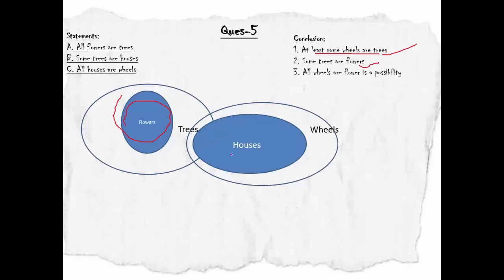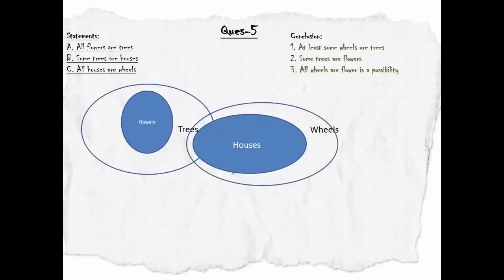All wheels are flowers. It is saying all portion of the wheels being flowers is a possibility. Obviously we have some portion of the wheels as trees. Now if we move all the wheels inside flowers, it is a possibility. As I said before, we don't have any cross statement here, so this possibility exists. We are not restricted by any cross statement, so we can move all inside this. So the answer would be all the three statements.